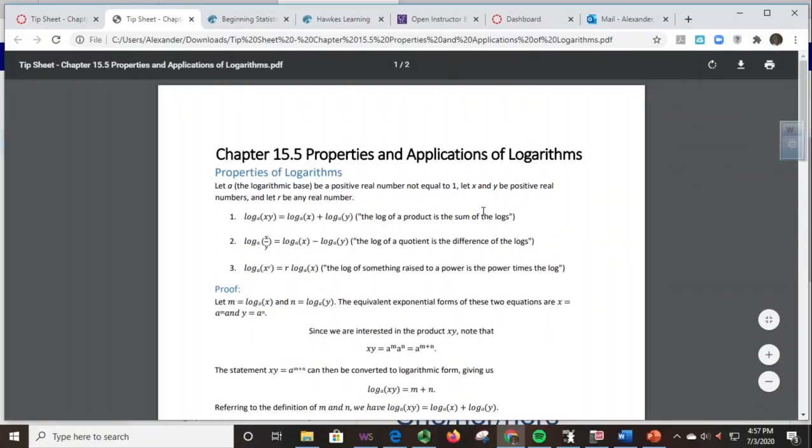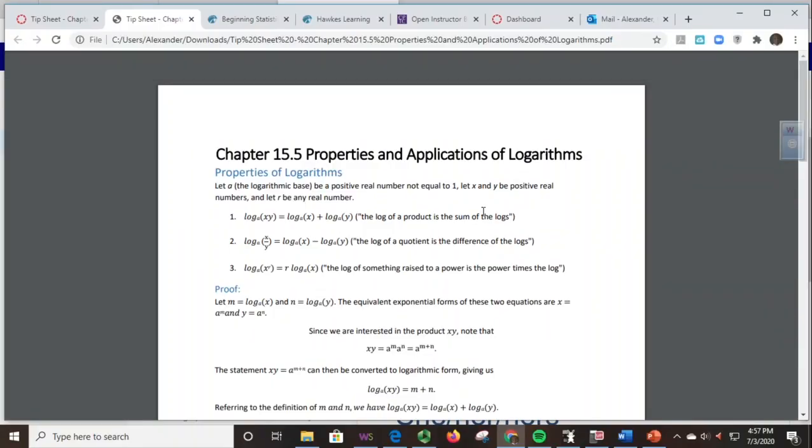All right, so we're into chapter 15.5, which is our properties of logarithms. In this chapter, we're going to talk about three important properties of logarithms, which are our product property, our quotient property, and our power property.